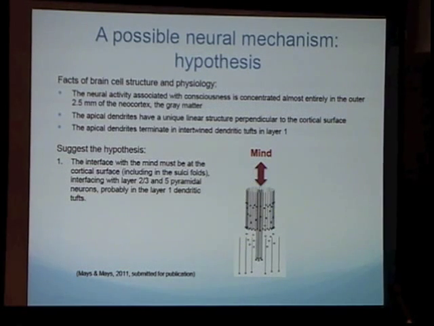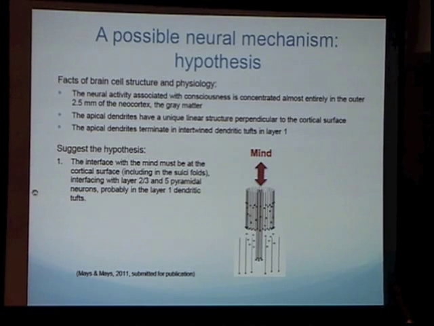All right, so this is our hypothesis. Here's how it might work. First of all, go back. The gray matter is where all of the neural activity associated with consciousness is concentrated. The apical dendrites have a unique linear structure. The pyramidal cells have apical dendrites which are perpendicular to the cortical surface, and the dendrites terminate in intertwined dendritic tufts in layer 1.